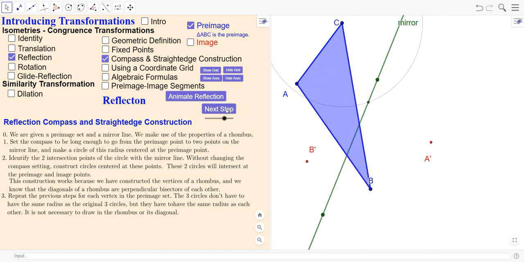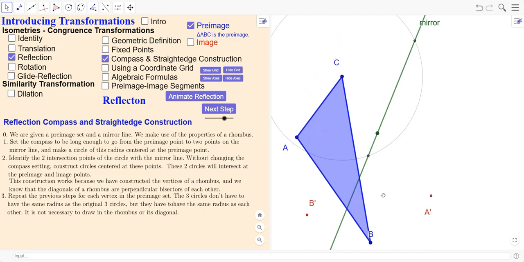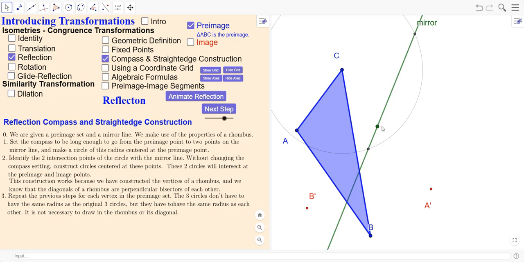So again, do the same thing for C. To get C prime, go here, find the two places where this crosses the mirror line without changing your compass. Mark circles centered at those two intersection points. They should go through C. They'll also go through C prime.